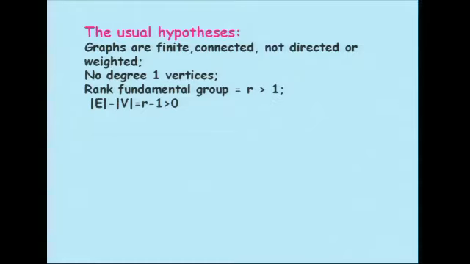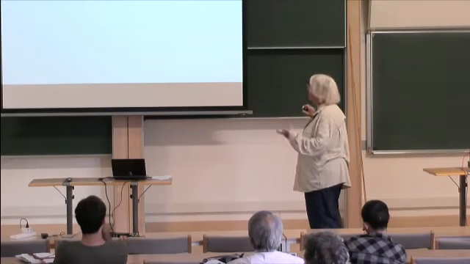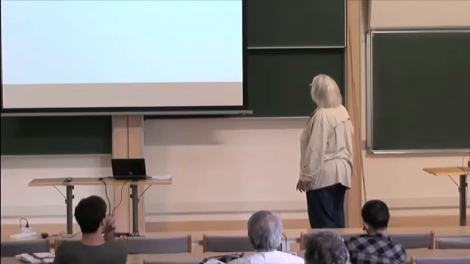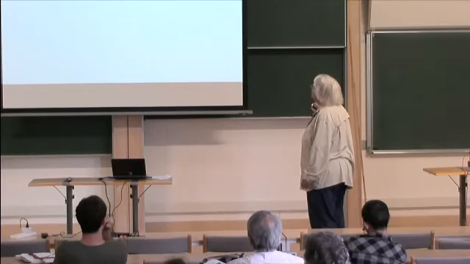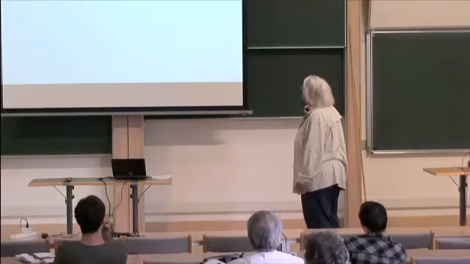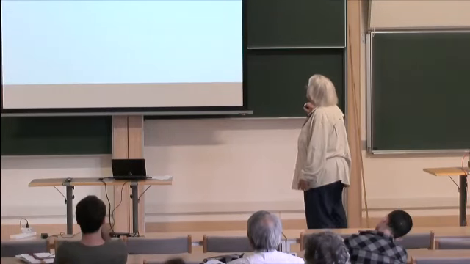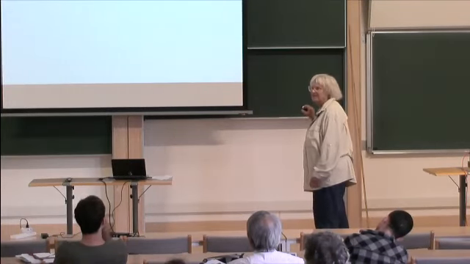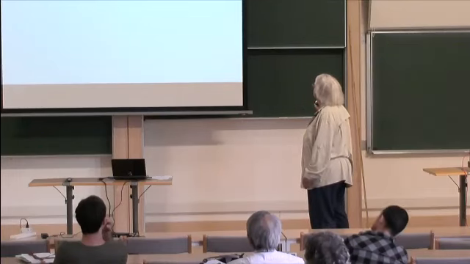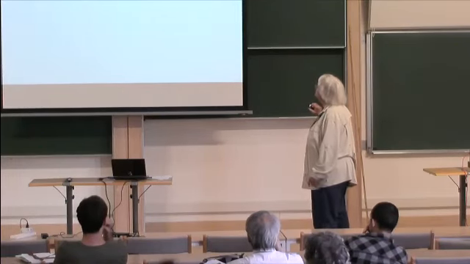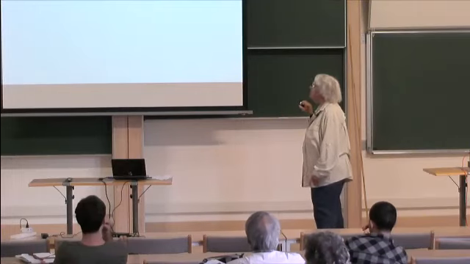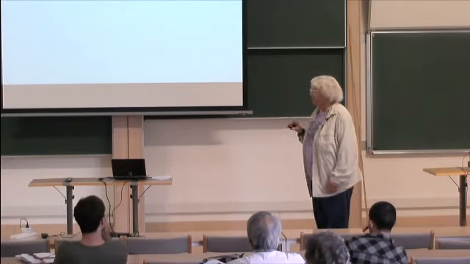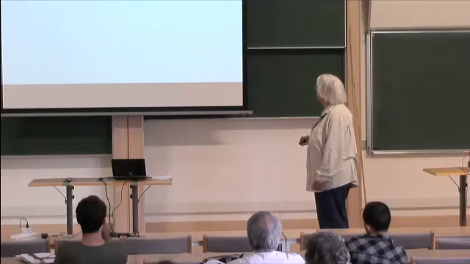So my graphs have to satisfy what I call the usual hypotheses. They have to be finite. I'm not allowing infinite graphs with finite bonds or connections or edges. They have to be connected. They're not directed or weighted. So combinatorial graphs. I'm not allowing degree 1 vertices. And the rank of the fundamental group, I think somebody in a talk called that something else, anyway, it has to be bigger than 1. In other words, the number of edges minus the number of vertices, which is r minus 1, has to be greater than 0. So here's an example of a bad graph.